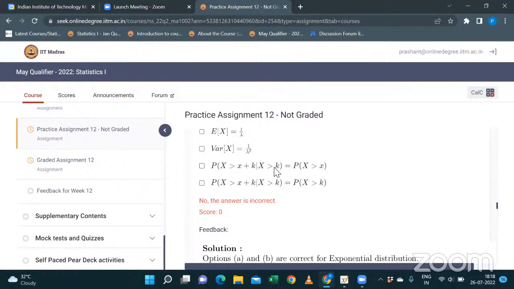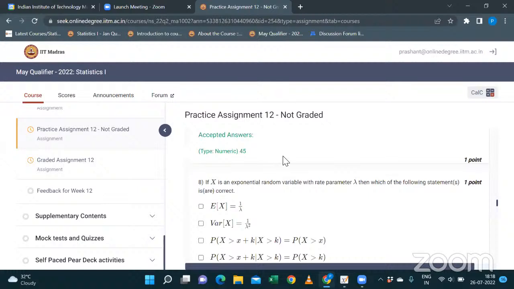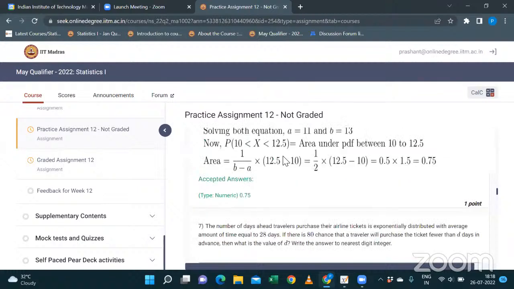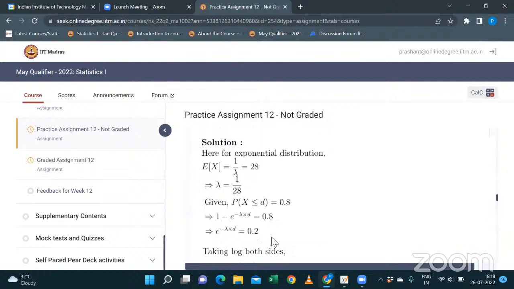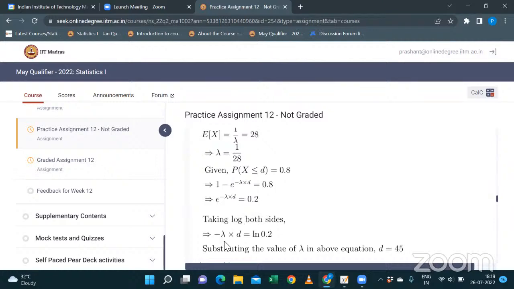Okay, the number of days ahead travelers purchase their airline tickets is exponentially distributed with the average amount of time equal to 28 days, right? If there is an 80% chance, I think it's given as a probability, yes, something like 80% chance, that a traveler will purchase the ticket fewer than D days in advance, what is the value of D? The solution is also there, some feedback is there.